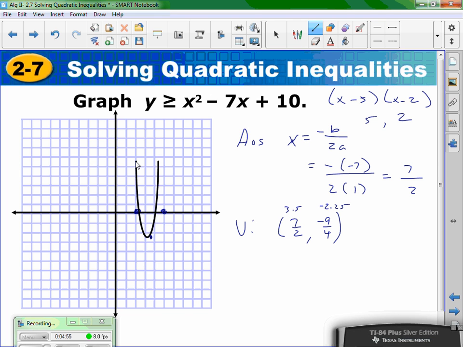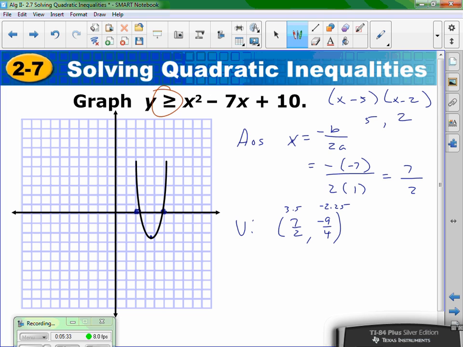Questions up to now? Oh, sorry, I have one problem. I shouldn't have done this. Reason why, I need to look here. Is it a solid or dotted line? Solid line. Why? Has that equal to. So it is a solid line going through. The negative 9/4, I substitute in 7/2 in for x. And that tells me my second point.